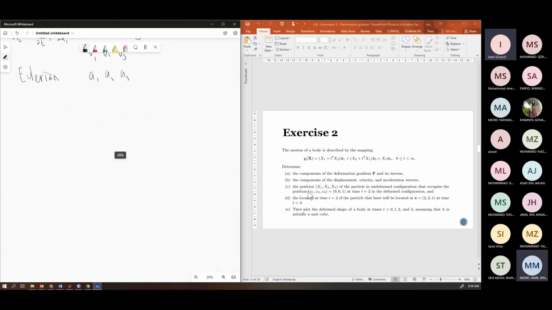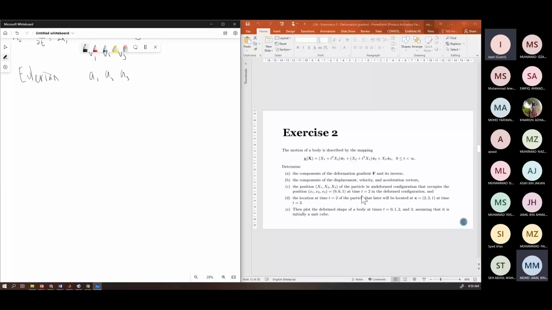Then question C, the position big X1, big X2, big X3 of the particle in undeformed configuration that occupies the position small x1, small x2, small x3, 9, 6, and 1 at time t equals 2 in the deformed configuration. So here the question is a bit tricky. So the question gives you the position at deformed configuration at certain time. So the question asks you to find the original position of that particle.